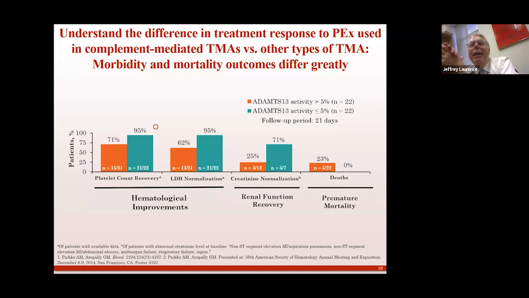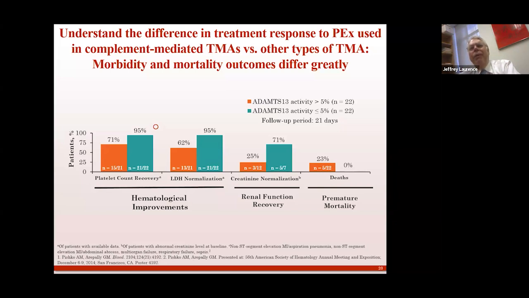But look at death. There were 0 out of 22 deaths in a patient with TTP appropriately treated with plasma. But a quarter of the patients with HUS died, but they died with normal numbers. And that's what's so important to recognize. Clinicians still don't understand this.